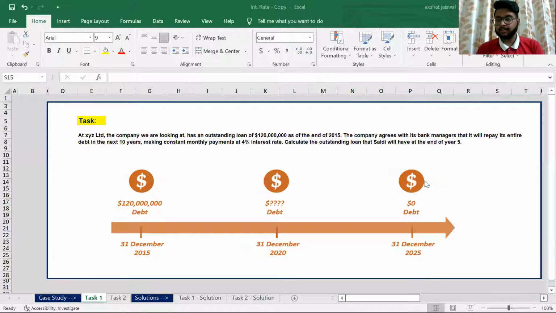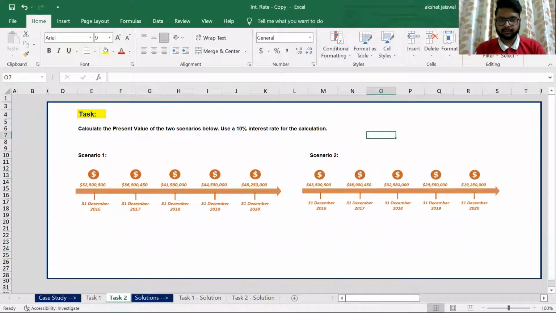So it's two tasks. Basically, the first one will be the debt schedule, and the second task we have here will be the using of discount factor using the interest rate of 10%. So let's get back to the first task.